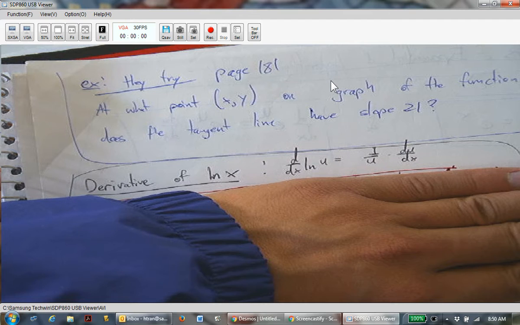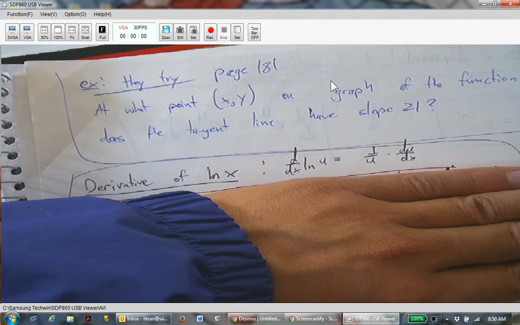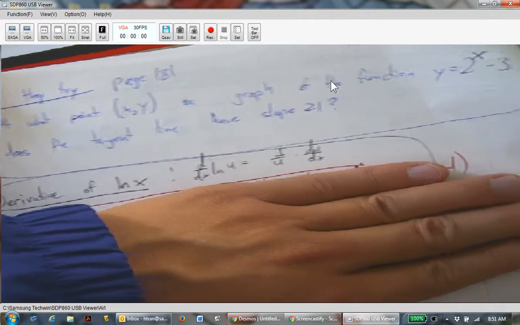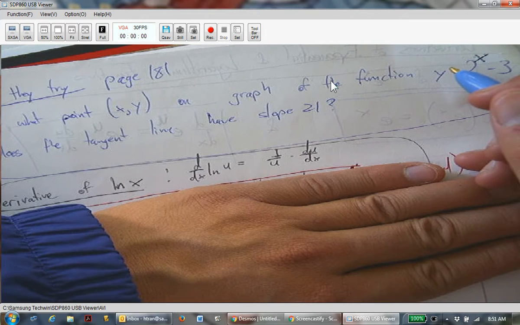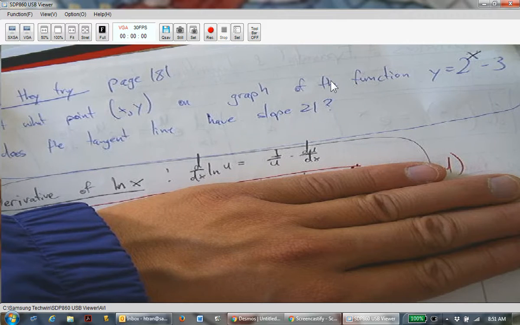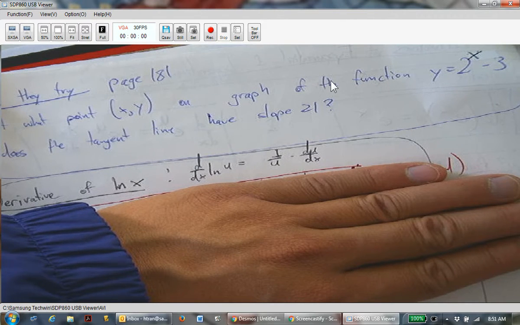I think I see what you're saying. You're mixing up implicit differentiation with chain rule, but they're related. Chain rule is a little bit more broad. You always apply the chain rule, no matter what context, implicit differentiation or not. You always apply the chain rule.